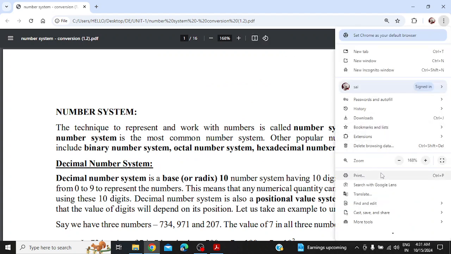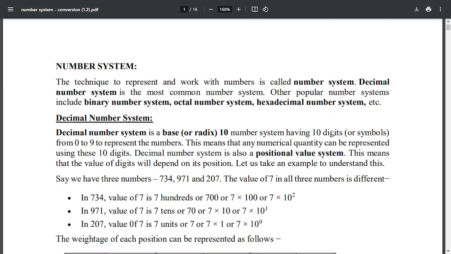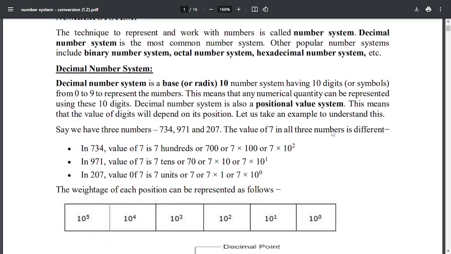So in number systems, we have different types of numbers, like decimal number system, binary number system, octal number system, and hexadecimal number system. The decimal number system is of base 10, which has 10 different digits ranging from 0 to 9.